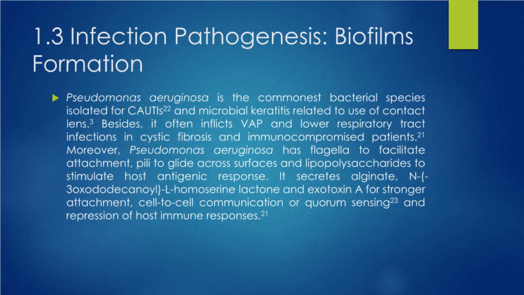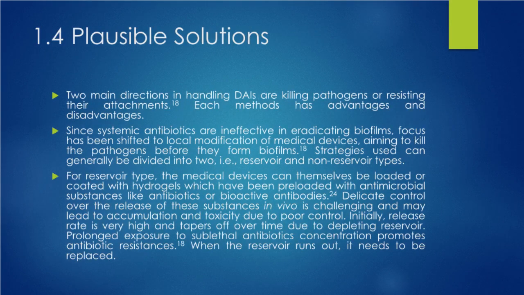Pseudomonas aeruginosa is the commonest bacterial species isolated for CAUTIs and microbial keratitis related to use of contact lenses. Besides, it often inflicts VAP and lower respiratory tract infections in cystic fibrosis and immunocompromised patients. Moreover, Pseudomonas aeruginosa has flagella to facilitate attachment, pili to glide across surfaces, and lipopolysaccharides to stimulate host antigenic response. It secretes alginate, N-3-oxododecanoyl L-homoserine lactone and exotoxin A for stronger attachment, cell-to-cell communication or quorum sensing, and repression of host immune responses.